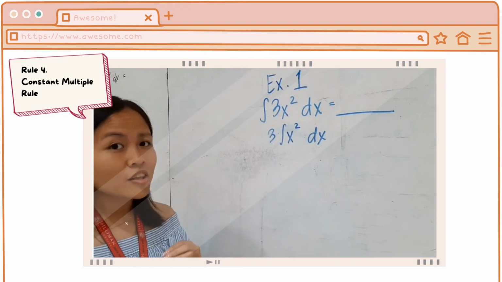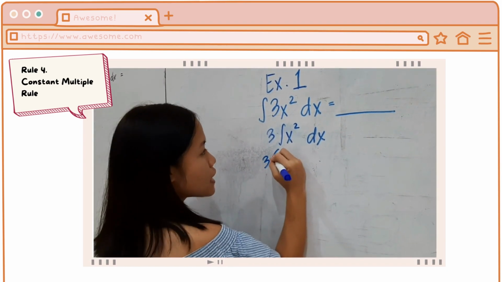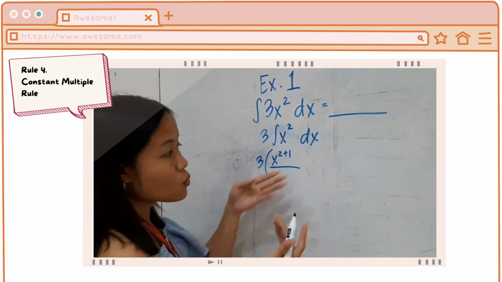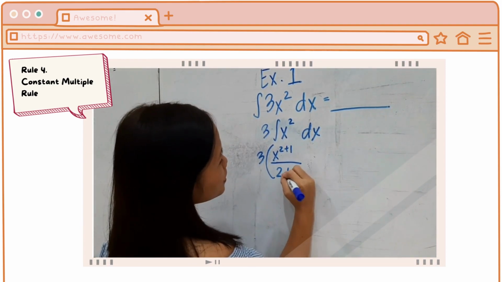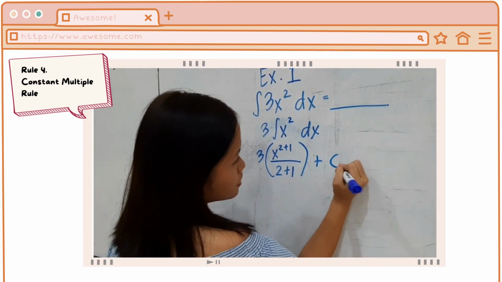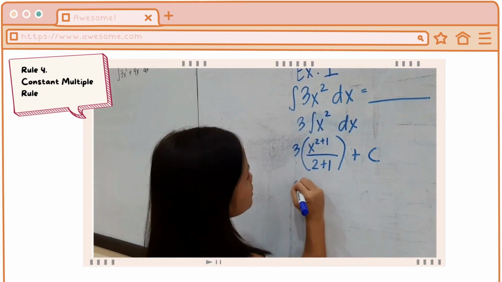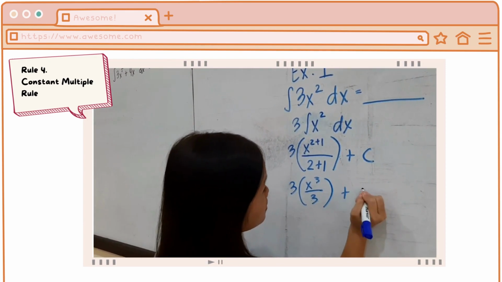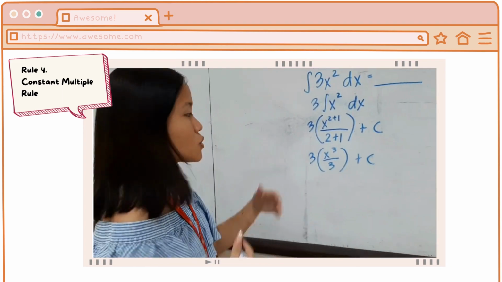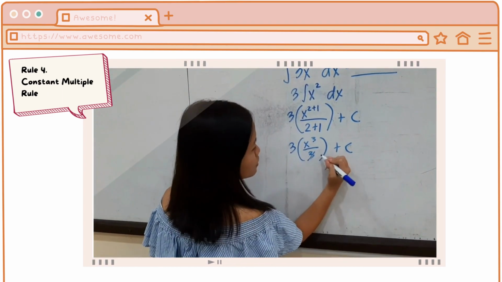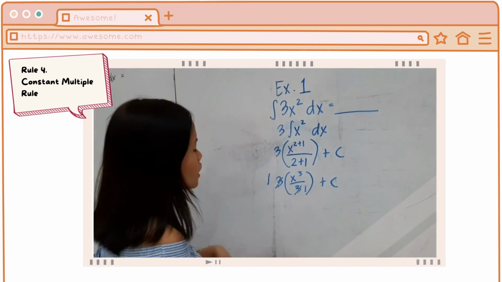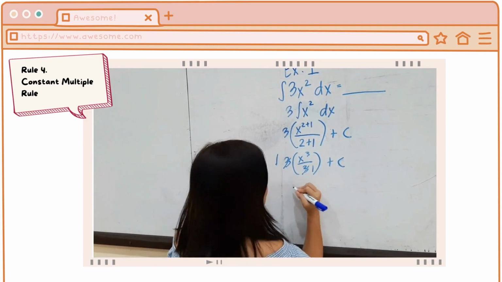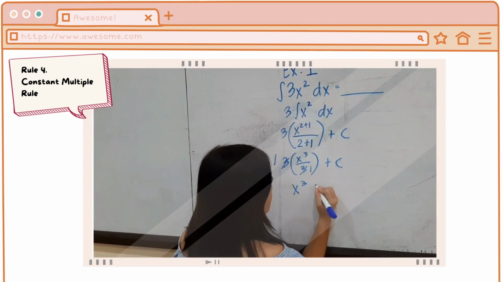And then we can apply the power rule. So 3 times x to the power of 2 plus 1 over 2 plus 1 plus c. Now, we have 3x cubed over 3 plus c. As you can see, it is cancelable. So we're gonna cancel 3 and 3. 3 becomes 1, 3 becomes 1. When you multiply 1 to x cubed, it will become x cubed. So the final answer is x cubed plus c.